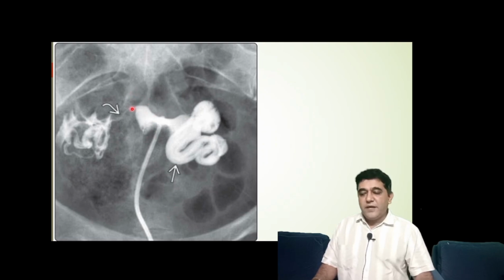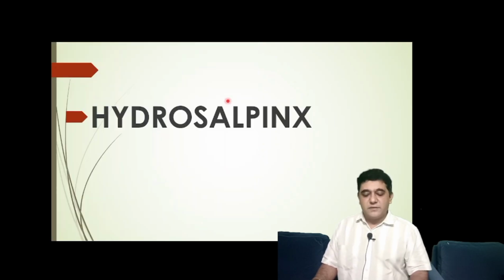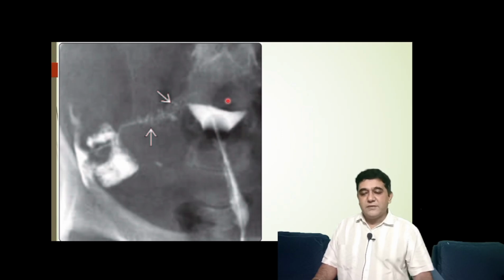in this image we can see that on the right side there is this well opacified thin thread-like fallopian tube along with the spillage of contrast freely into the peritoneal cavity. So this side is normal, but when we see on the left side, the fallopian tube is quite tortuous, dilated, and there is no spillage of contrast on the left side. So this is a case of hydrosalpinx. Coming to the next case.